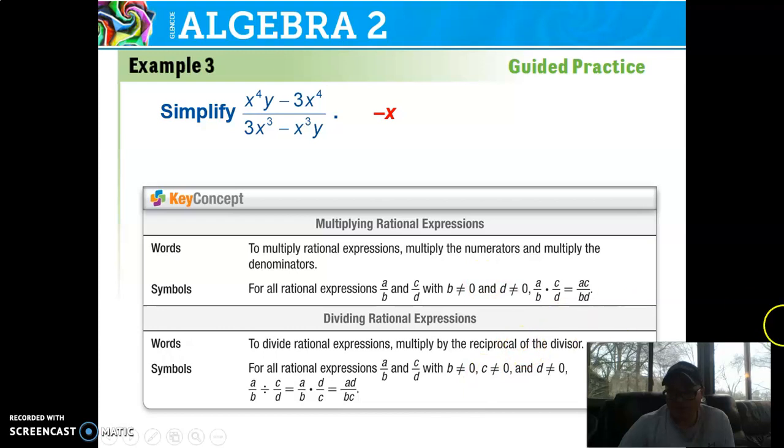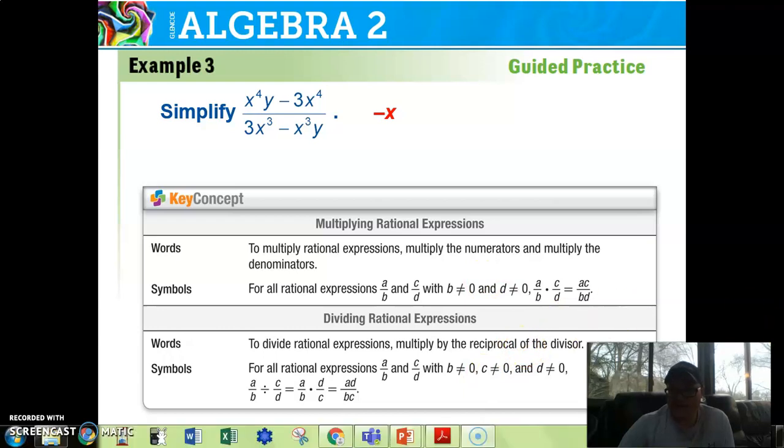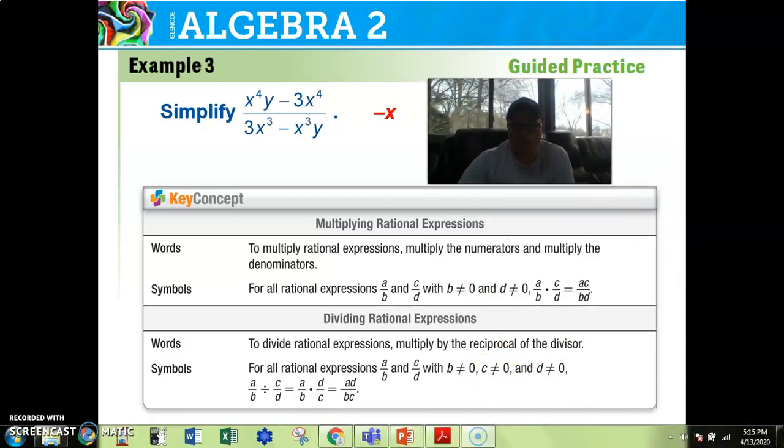So, couple of key concepts here for you to review. Multiplying and dividing rational expressions. When you multiply fractions or rational expressions, you multiply straight across. When you divide, you change it into multiplication by the reciprocal, as you can see explained down here. So please take a look at this. Again, pause it if you need to.